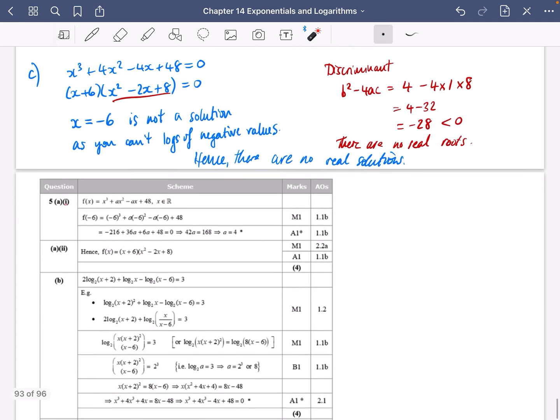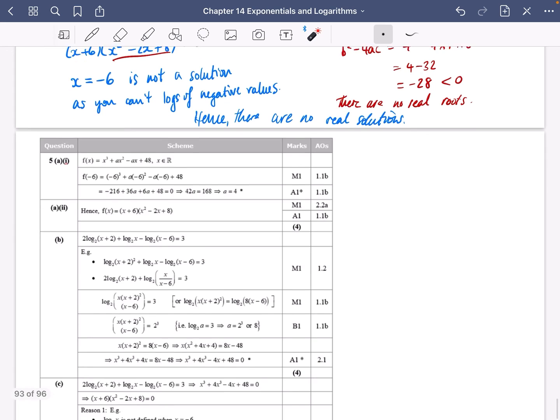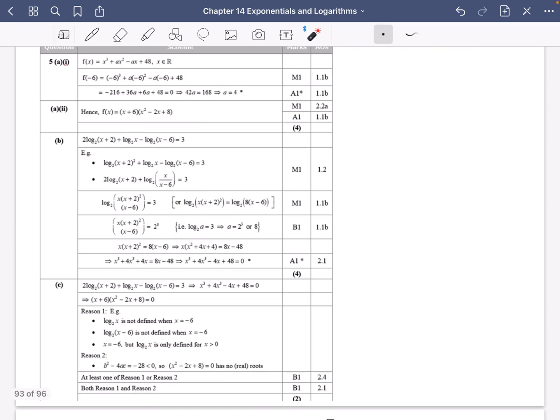So let's just double check we've got all of the marks. Yeah, we showed that a was equal to 4. We got it expressed in this kind of way. This process here is collapsing down into the bit that was given in the question. And then here are the 2 reasons. So we've got that it's not defined when it's negative 6, and we've also looked at the discriminant, meaning that there are no real roots. So you need both of those reasons to get the marks.